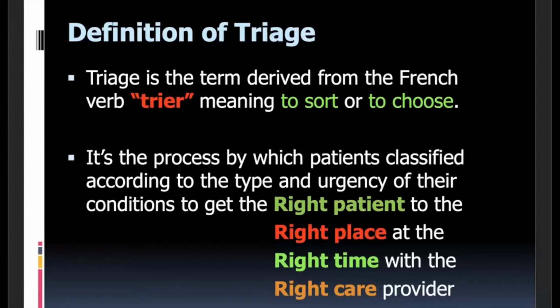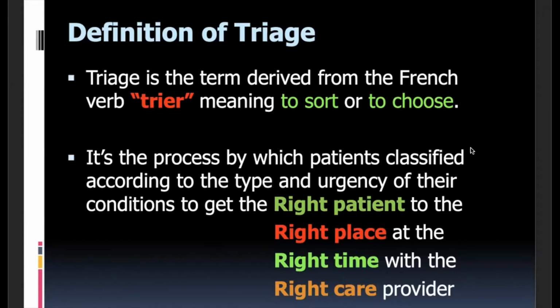If we trace the history of this, it actually evolved during times of war, where injured soldiers were sorted by whether they could still return to the battlefield after some medical intervention. Eventually, it became a process of prioritizing which patients are to be treated first. So that is our definition and concept of the word triage.